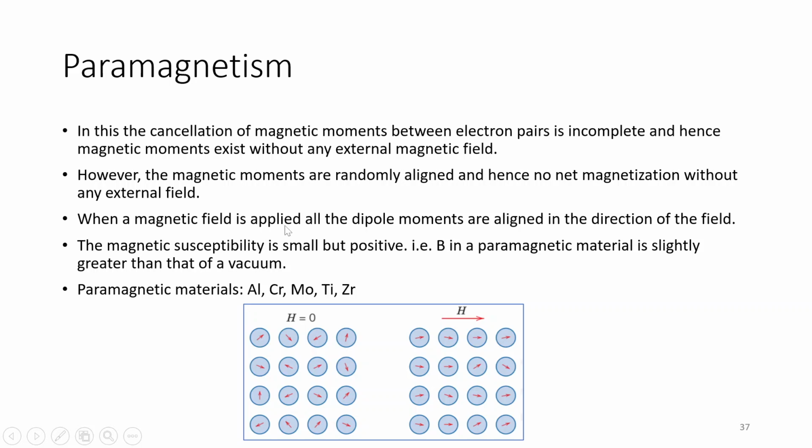When a magnetic field is applied, all the dipole moments are aligned in the direction of the field, and the magnetic susceptibility is small but positive. So B in a paramagnetic material is slightly greater than that of the vacuum. The paramagnetic materials are aluminum, chromium, molybdenum, titanium and zirconium.